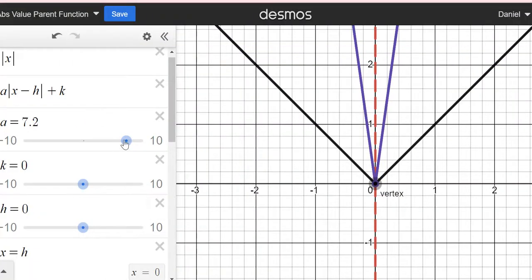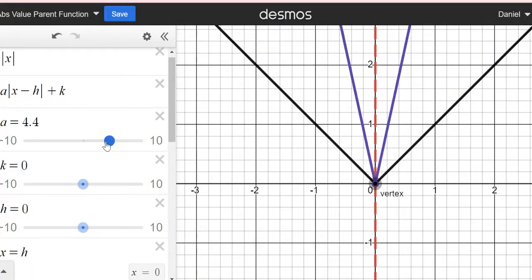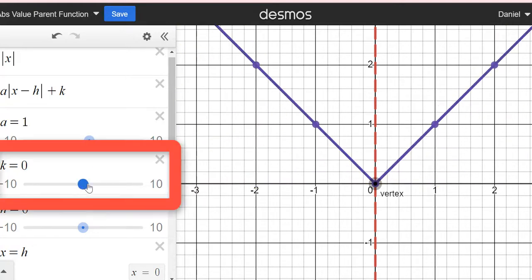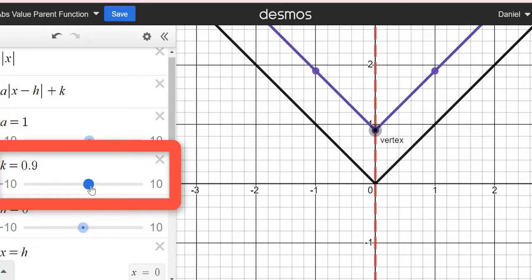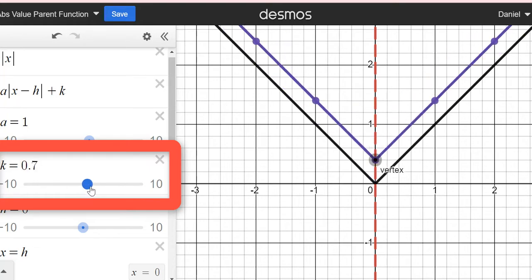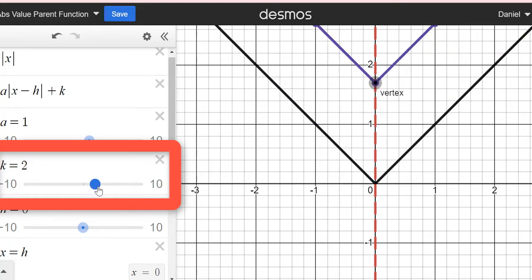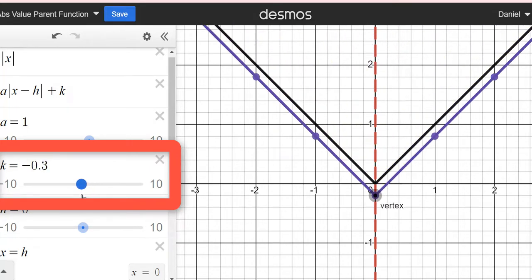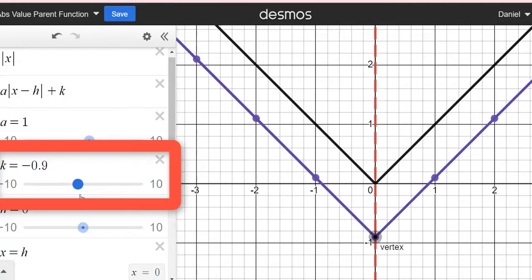Let me reset the A value here, so it's the same thing as our parent function. It's going to go all the way to just 1. Now let's move the K value, and what I want you to notice is the direction it moves. Ooh, look at that. Notice the sign of the K value. That K value right now is +1, +1.6, 2.2. Notice it's moving up. Now, when the K value is negative, that shifts the graph down.